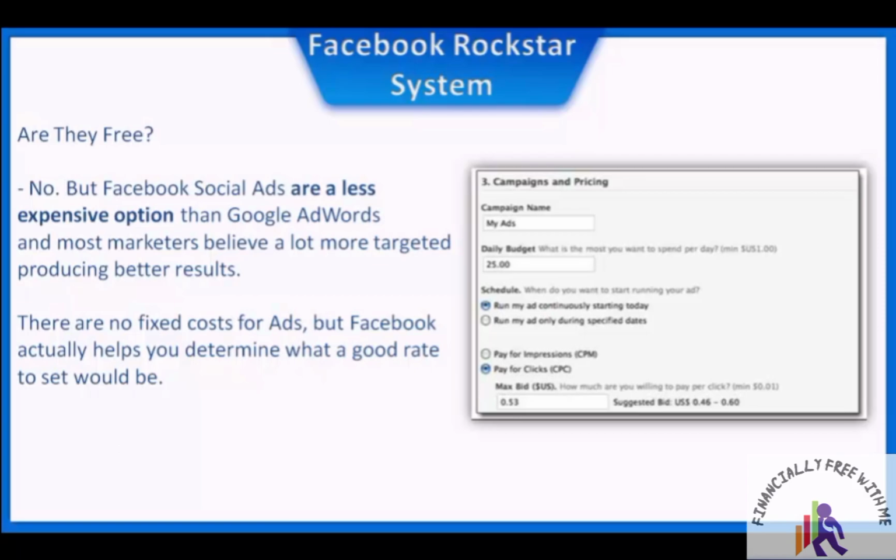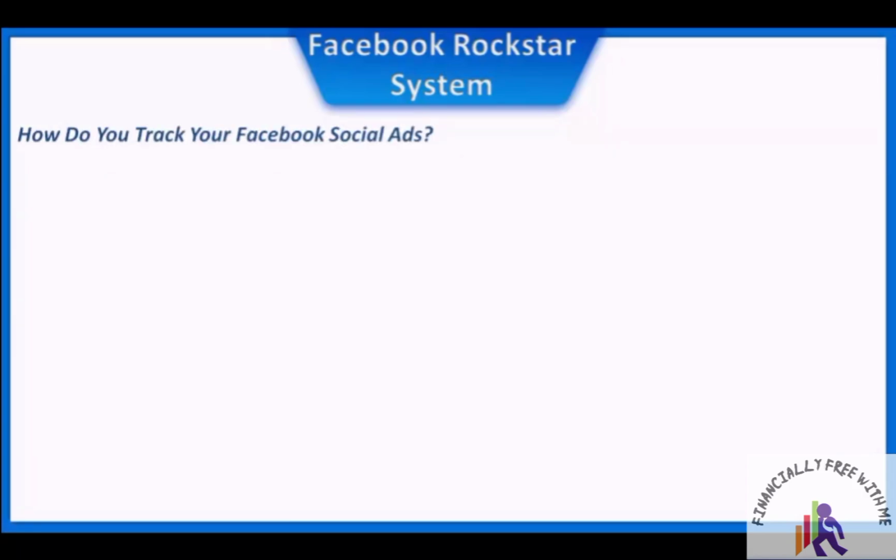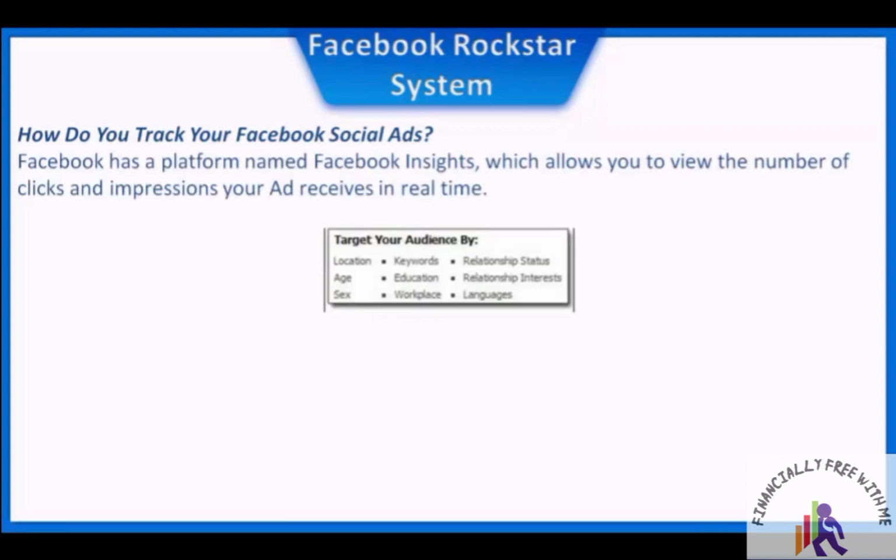When calculating your ROI, return on investment, on your Facebook ads, you would do it the same way as for any other advertising venue. How do you track your Facebook social ads? Without the ability to track an ad, its effectiveness drops dramatically. Fortunately, Facebook has a platform named Facebook Insights, which allows you to view the number of clicks and impressions your ad receives in real time.